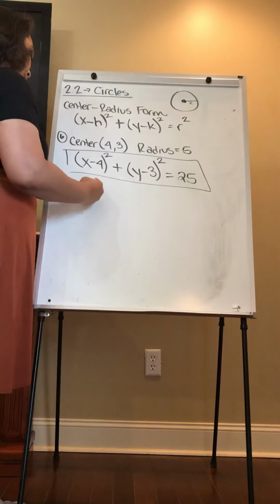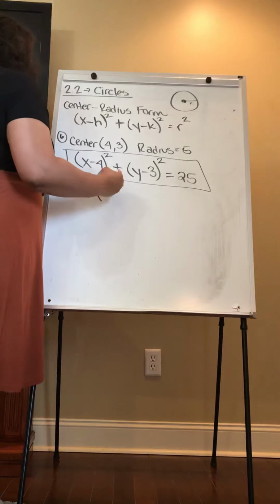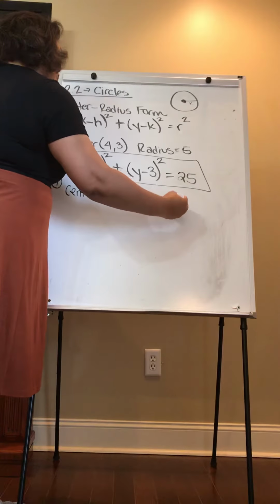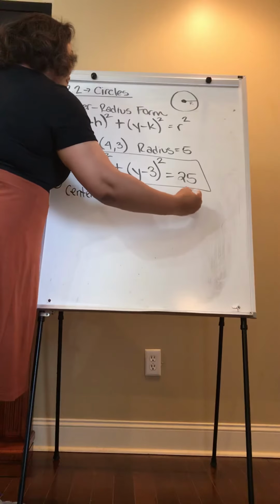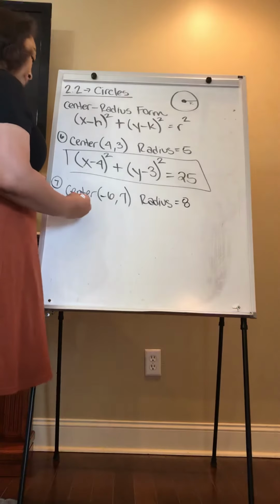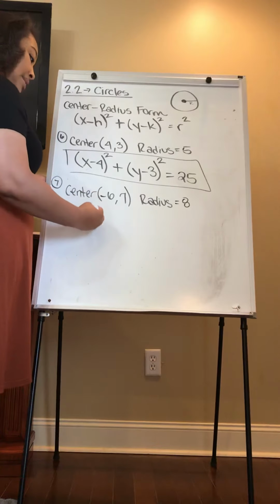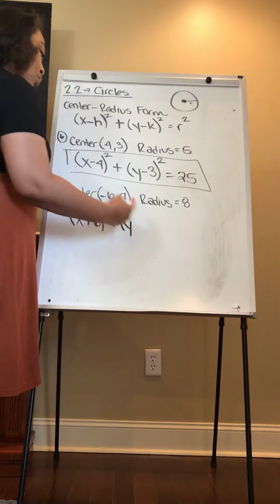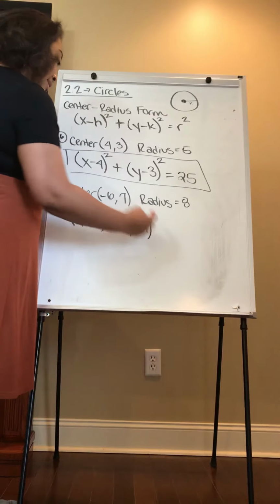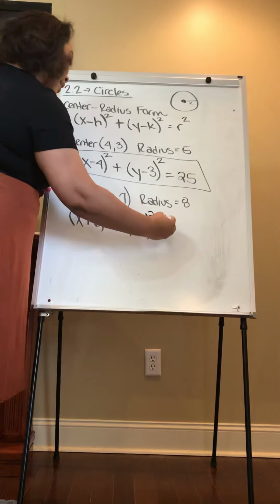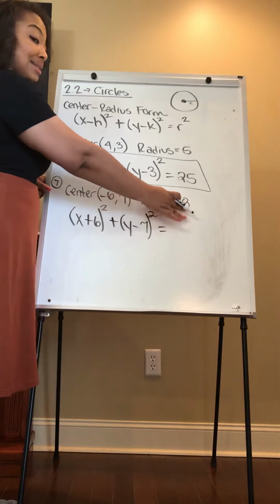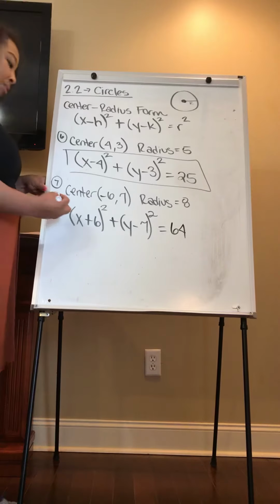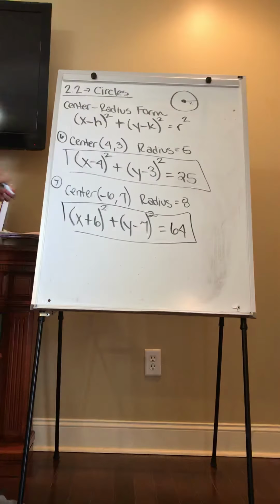If you have the center of -6, 7, with a radius of 8, then my equation would be x plus 6, has to be opposite sign in the equation, squared, plus y minus 7, because it's positive, so it has to be minus, squared, equals, if my radius is 8, then I must have had a 64. 8 squared is 64. And that would be your equation.